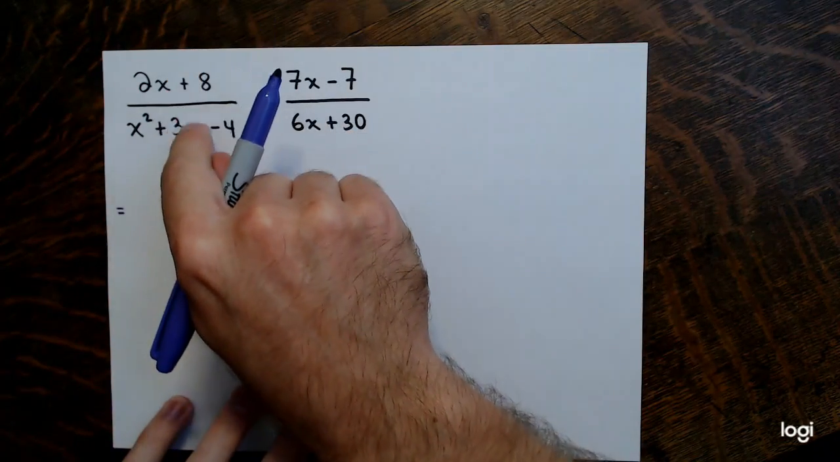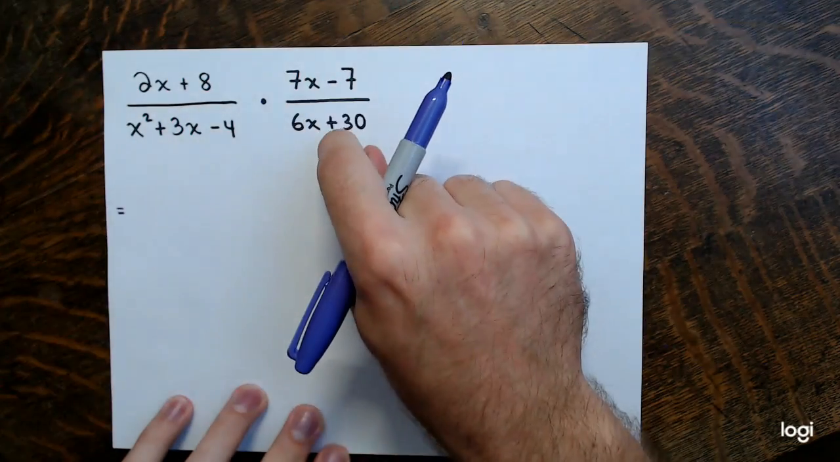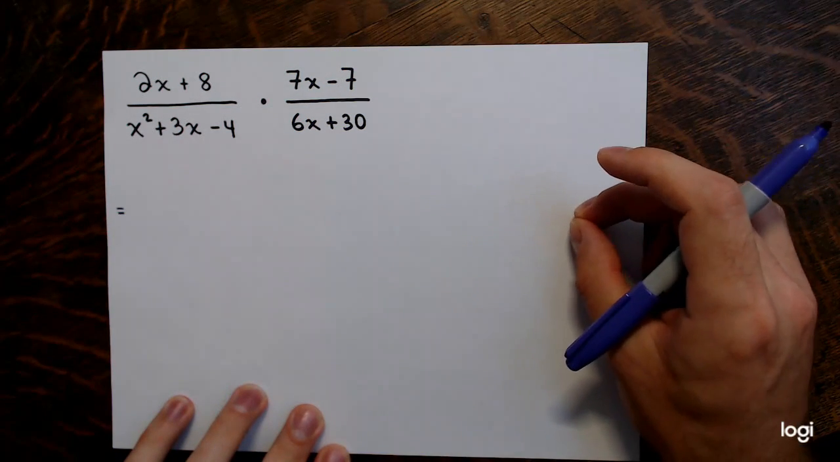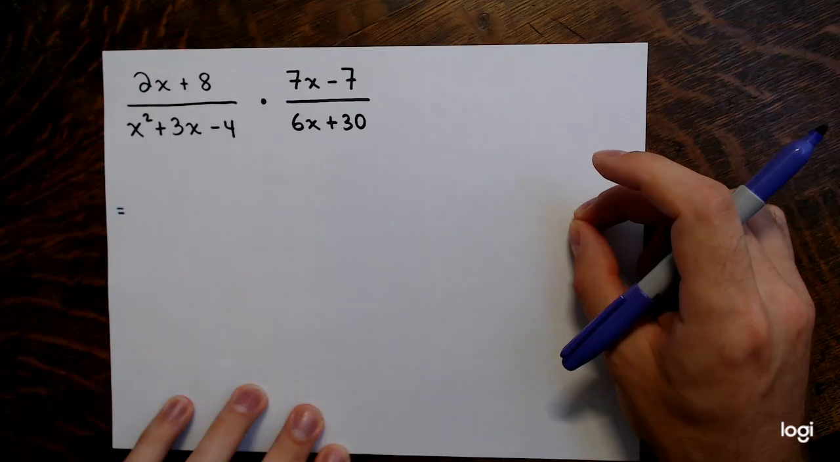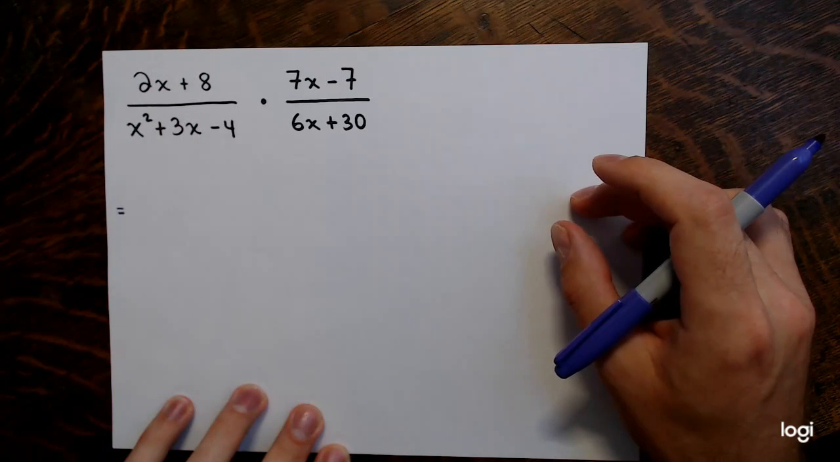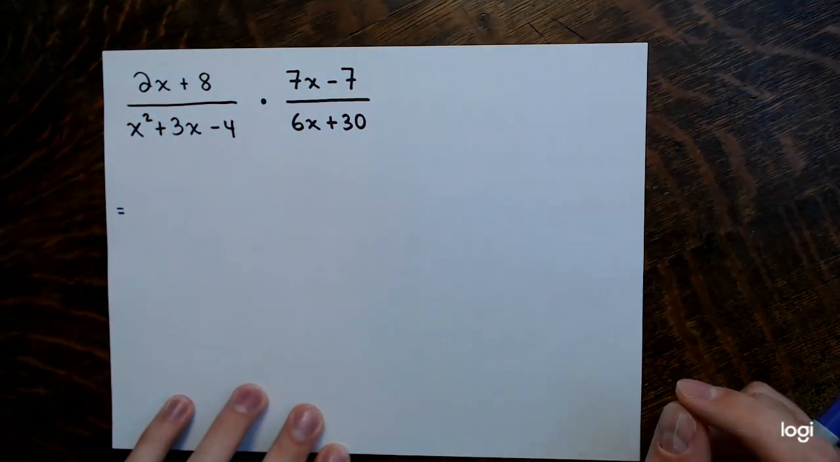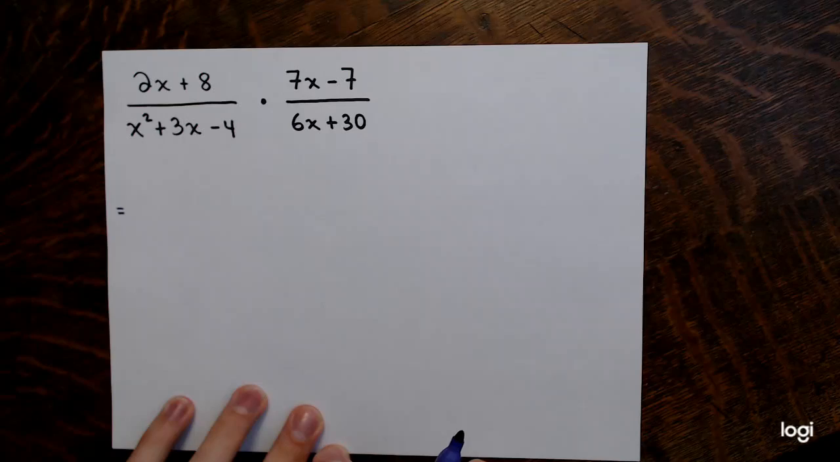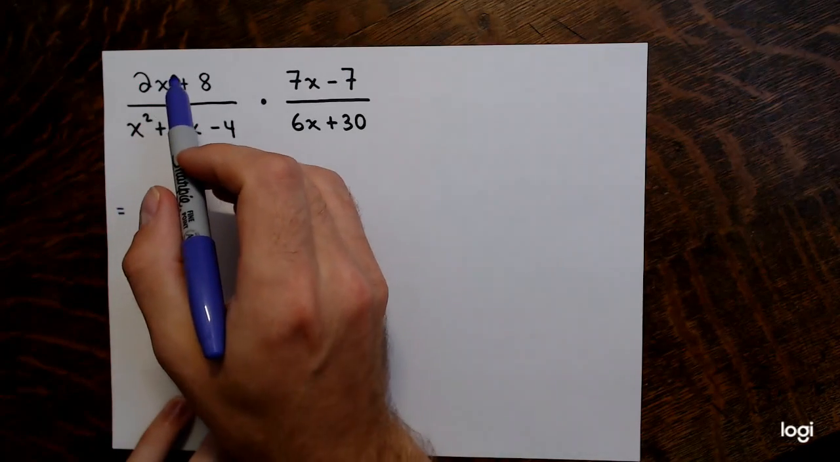Alright, so I'm going to factor the numerator and denominator of each fraction. And then after I factor, I'm also going to point out to myself what is a value I cannot plug in for x. What are values that make these denominators 0, this 6x plus 30 or x squared plus 3x minus 4. Alright, so first the factoring.